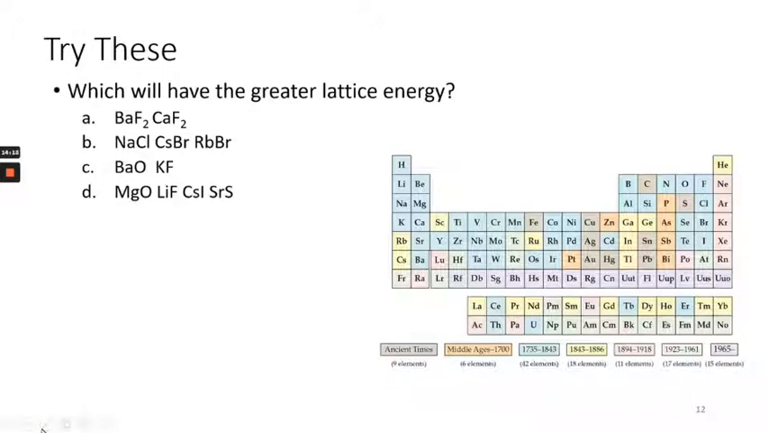So let's see if we could pick which one of these has the greater lattice energy. So let's look at the first one, barium fluoride and calcium fluoride. So as we go down, our radius gets larger, so the distance will increase, so the attraction will decrease. So calcium fluoride will have the larger lattice energy because it has a smaller distance between the ions.